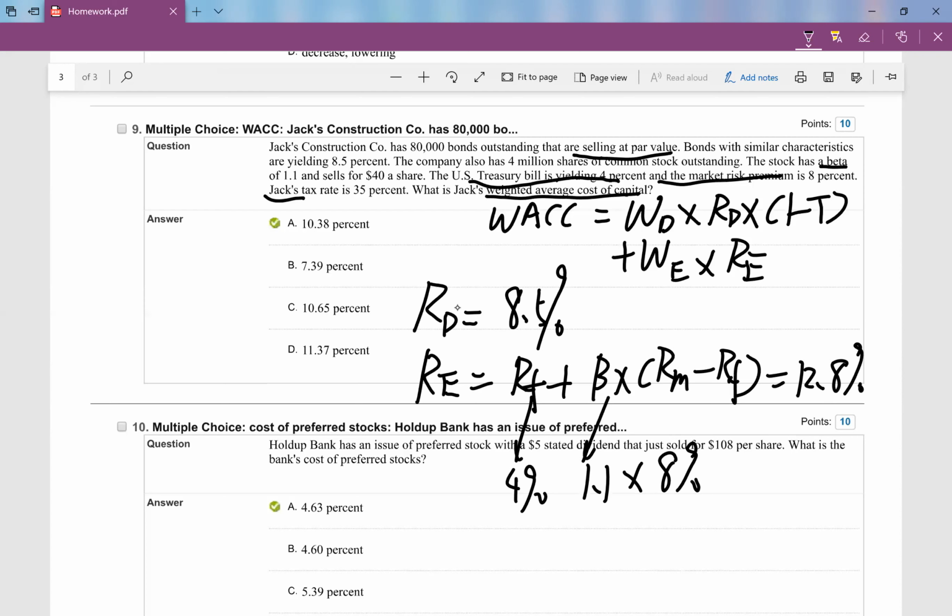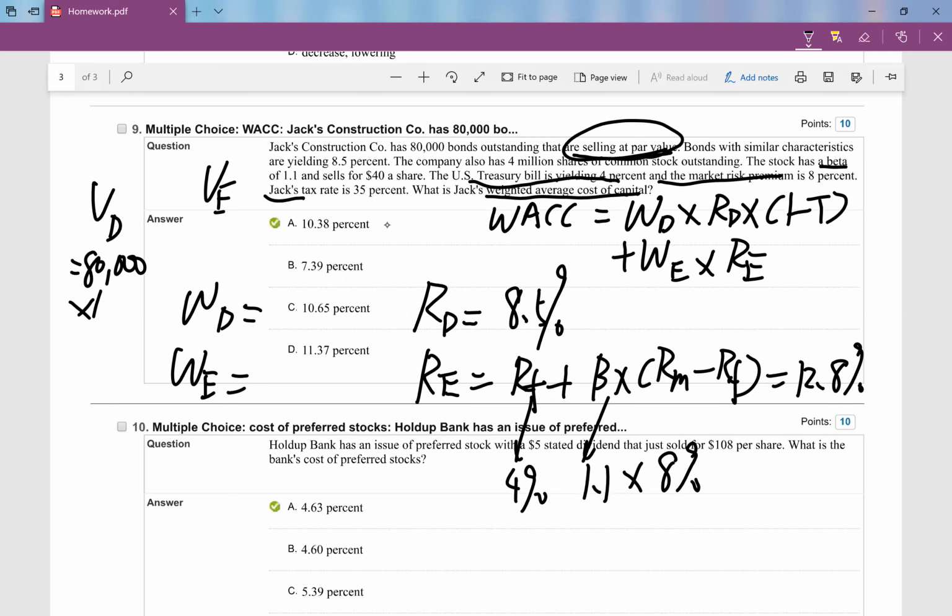Next, we also solve the weight of debt and the weight of equity. Before we solve the weights, we must know the value of the debt and also the value of equity. What's the value of debt? There are 80,000 bonds outstanding, and the bond is selling at par value. Par value is 1,000. So our bond value will be $80 million.